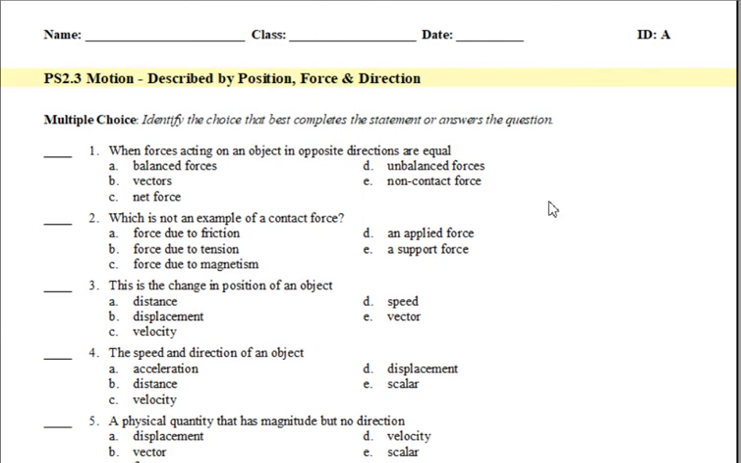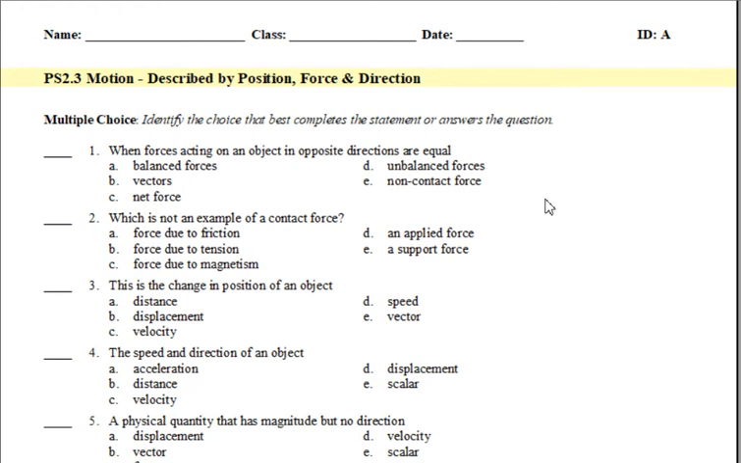Okay, this is your PS 2.2, 2.3 motion test describing position, force, and motion of objects. Multiple choice. Identify the choice that best completes the statement or answers the question. Number 1. When forces acting on an object in opposite directions are equal, A, balanced forces, B, vectors, C, net force, D, unbalanced forces, or E, a non-contact force.